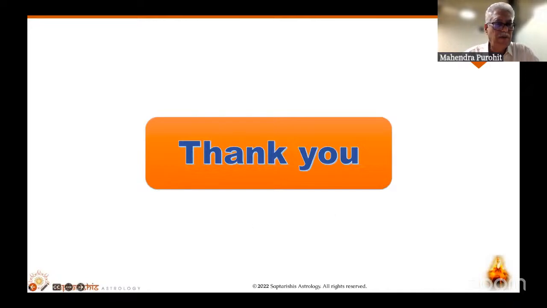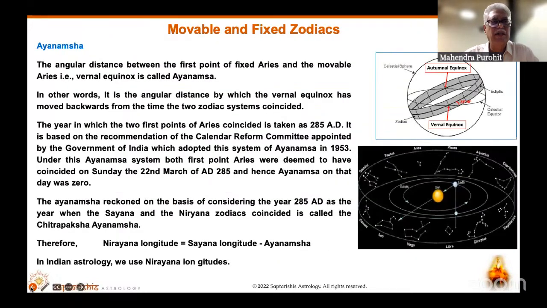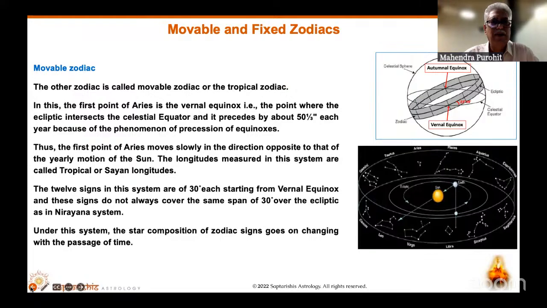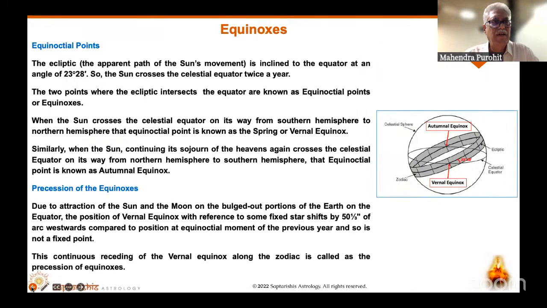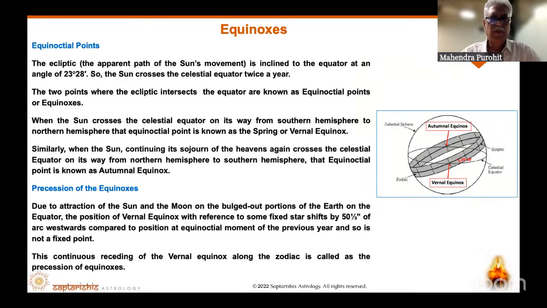So this is what we have done today, and this was only a short lecture. But what was remaining, I have taken ayanamsha, then movable zodiac, fixed zodiac, and then equinoctial points, precession of equinoxes, and this zodiac, cosmic sphere, etc. So now, if there is any problem, you can ask about what we have done so far, so that we can go through. If somebody is finding any problem or somebody wants to clear his doubts, so they can.